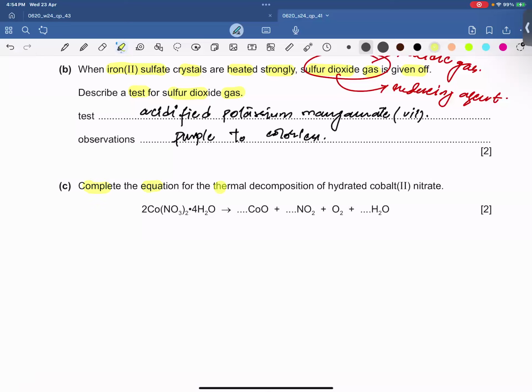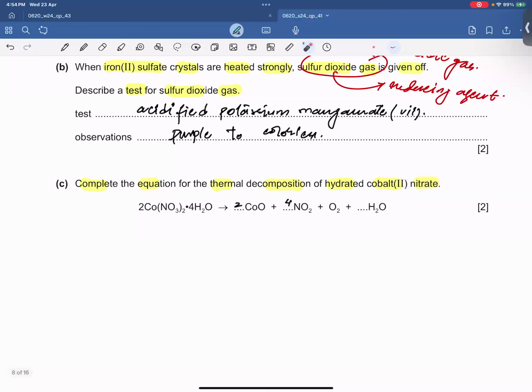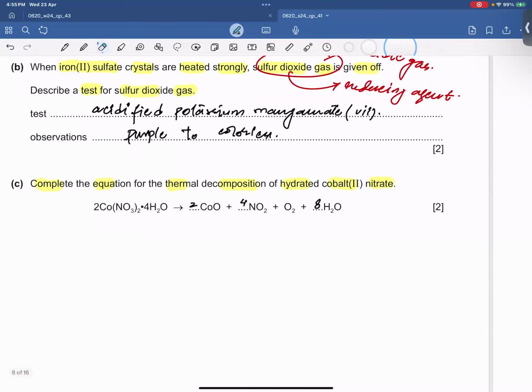Complete the equation for the thermal decomposition of hydrated cobalt nitrate. So this is 2 cobalt, this is 4 nitrogen, and how many hydrogen atoms here? 4 times 2 is 8, 8 times 2 is 16. So it's going to be 8 here. Okay, so that's the balanced chemical equation, everyone.